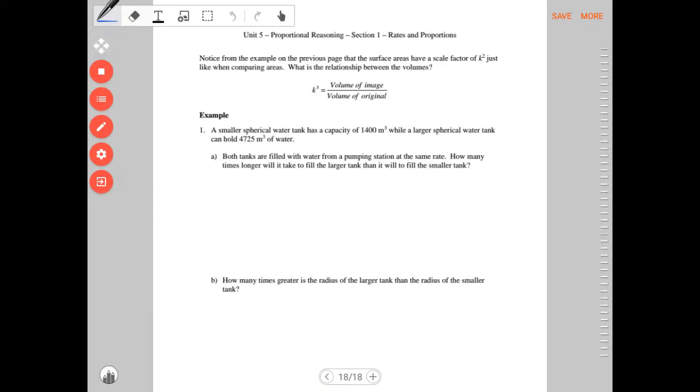Notice from the example on the previous page that the surface areas have a scale factor of K squared, just like when comparing areas, because surface area is just a type of area. But for volumes, we found that K cubed is the volume of the image divided by the volume of the original. So VI over VO.